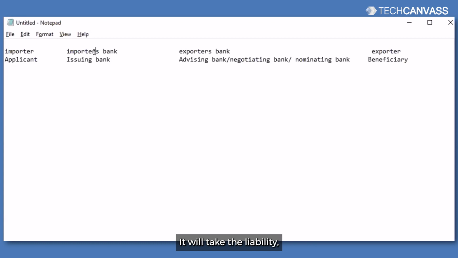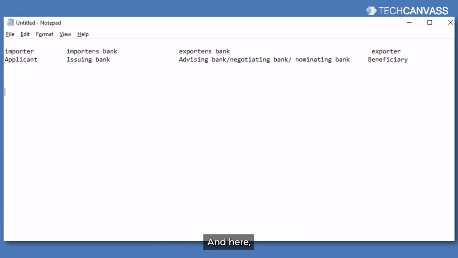It will take the liability. The importing bank will take the liability, and they will pay it on behalf of the importer in case something happens. And also we need to keep in mind that the banks deal with only the documents. If the documents are compliant, only then will they release the funds.